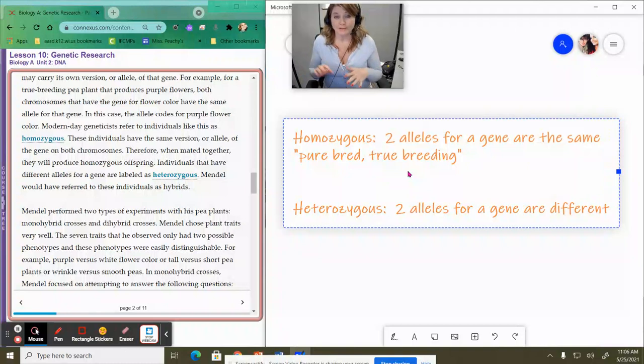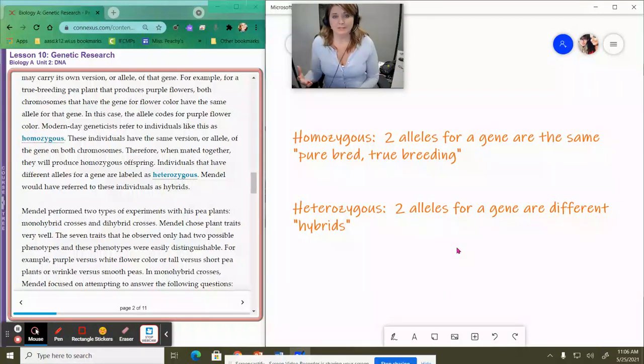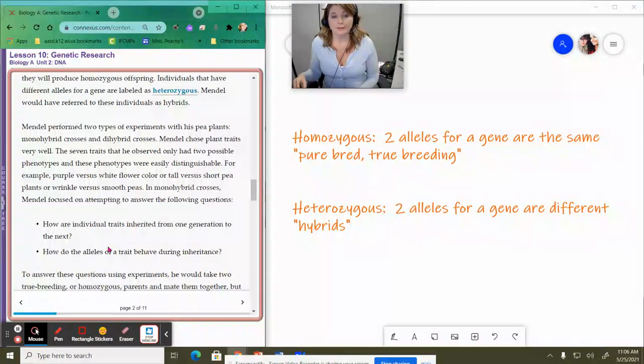And remember, you always have two because you've got one you inherit from your mother and one you inherit from your father. Mendel referred to these as hybrids. So what he did was he experimented with breeding pea plants. He would fertilize them over and over again until he would get some that would always produce the same traits, and he would call those true breeding.